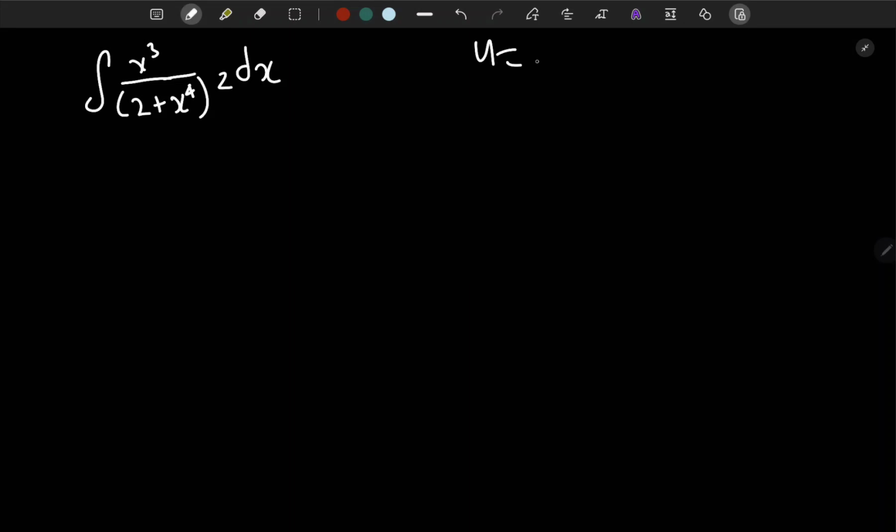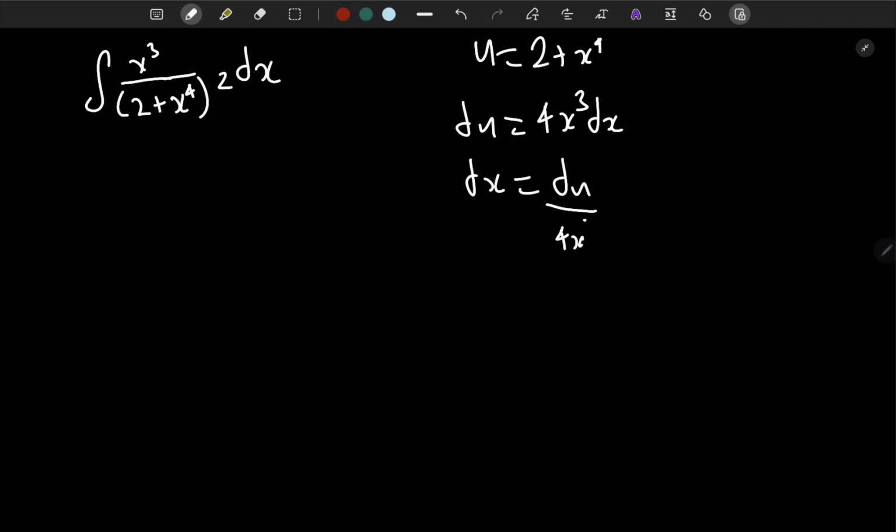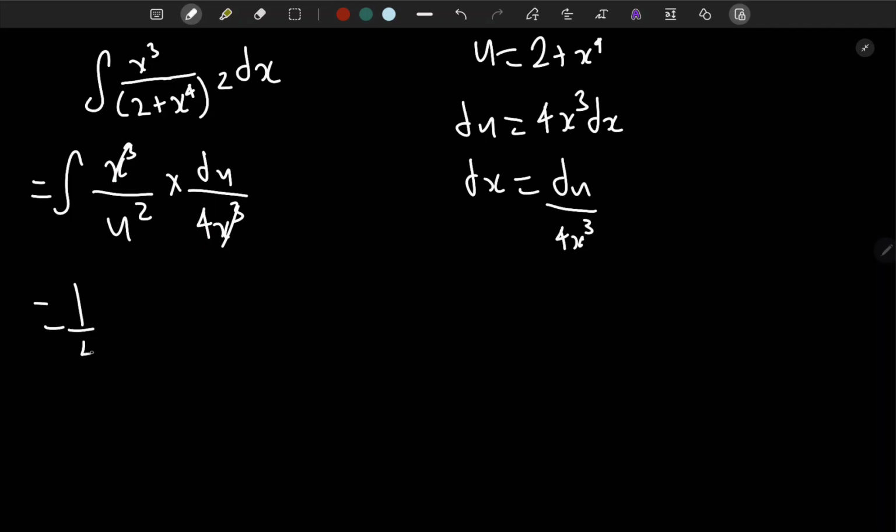So let's take u as 2 plus x to the power of 4, and du is going to be then 4x^3 dx. dx is going to be du over 4x^3. And now let's go back to the original equation. So x^3 over u to the power of 2 times du over 4x^3. x^3 can cancel out with this, and we can take 1 over 4 outside now.